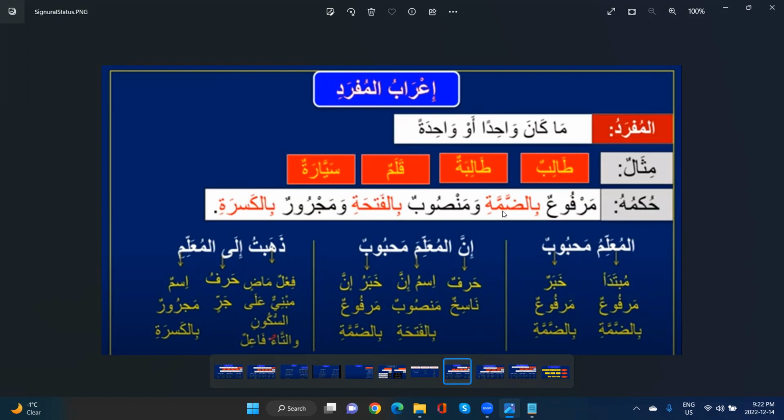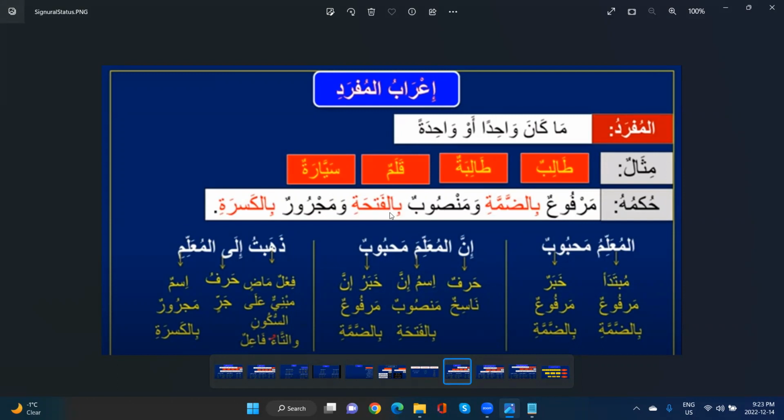Marfu'un bid-dammati, wa mansubun bil-fathati, wa majrurun bil-kasrati. Do we not know this already? Yes, we know this already. Now we are reading it basically from an Arabic text. We have been talking about it in Urdu, we've been talking about it in English, but now you see how it is explained in an Arabic text, that it is marfu when it is dhamma. And over here, if you go into detail in Arabic, you will see that this is rafa again, marfu'un, and this is a jar majroor because this is bil dhamma.